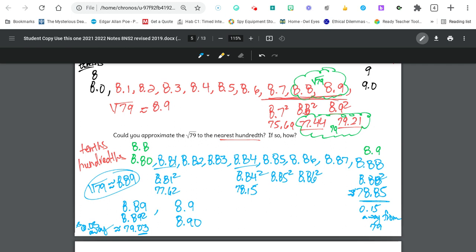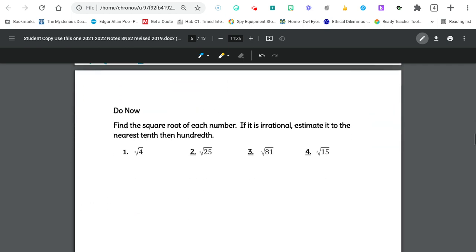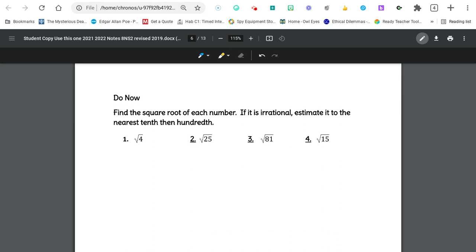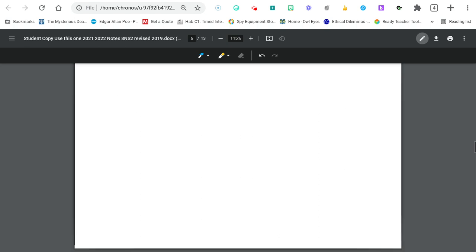And that's how you would do that. Okay, now we're going to skip this because I'm sure we're okay with finding the square root. That was bell work if I was doing it with you in class. So we're not going to worry about bell work.